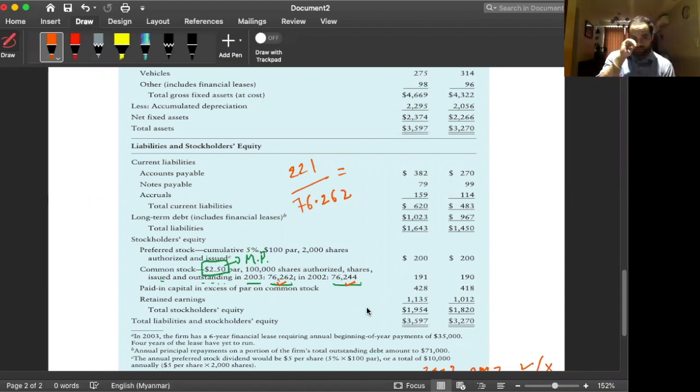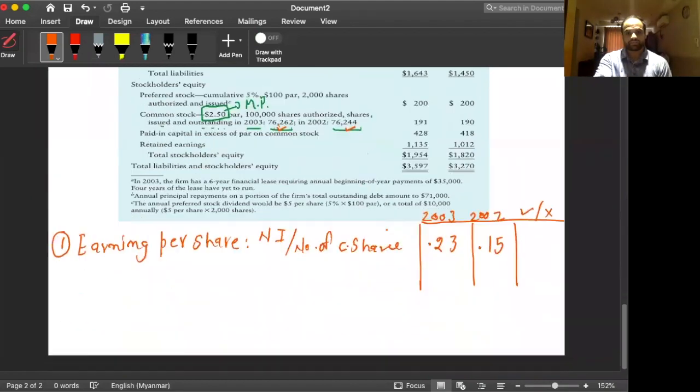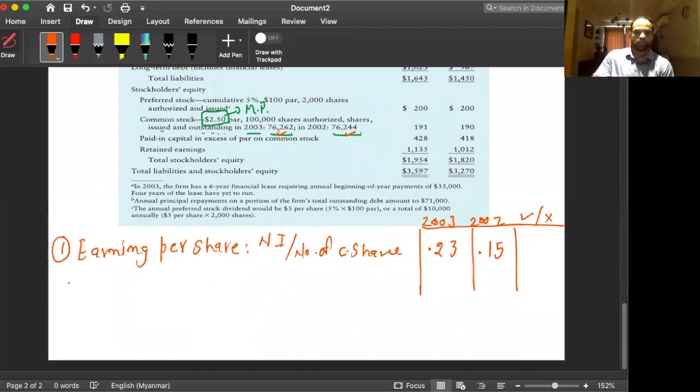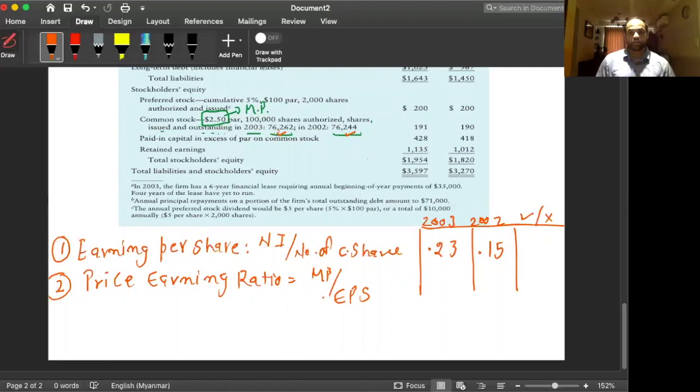Okay, so let's move on to the next ratio, which is price earning ratio. Formula is market price divided by EPS. You have market price, as I showed you before, and you have EPS. So calculate price earning for 2003 and 2002 and tell me how much.